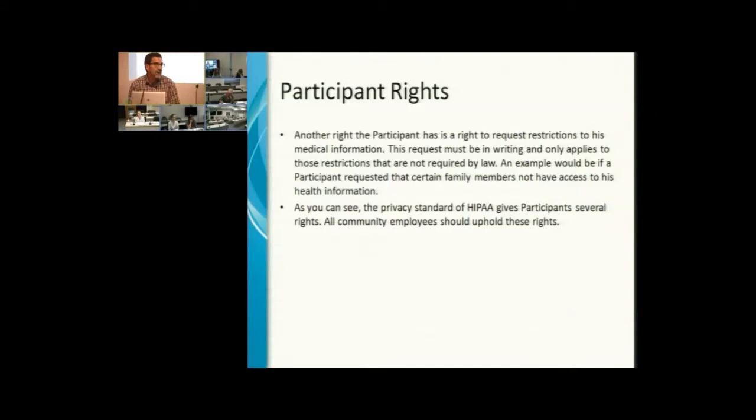It's a gray area. So when you get into those, certainly seek out help from those that are allowed, because you can ask without giving up the privileged health information. You can get support and help as to how to handle a situation. And you get a couple of days to do it. So you want to be careful with that because you can't unring the bell once the information's been disclosed. So just summarizing, as you can see, the privacy standard of HIPAA gives participants several rights, and it's our responsibility to uphold these rights.